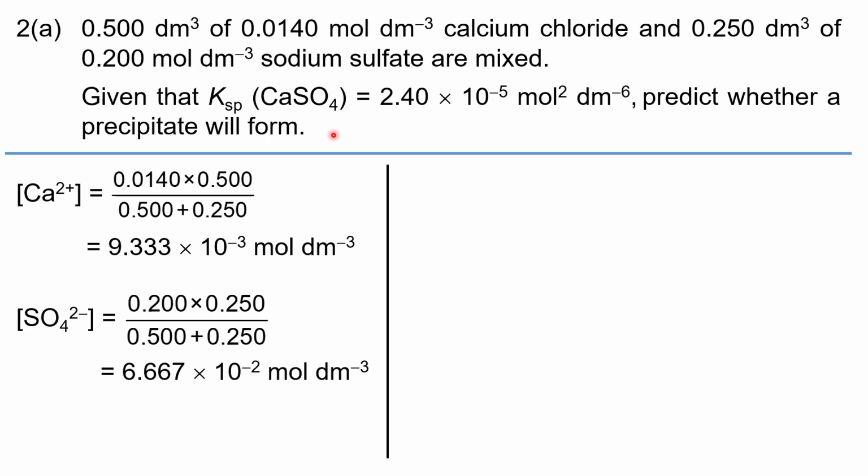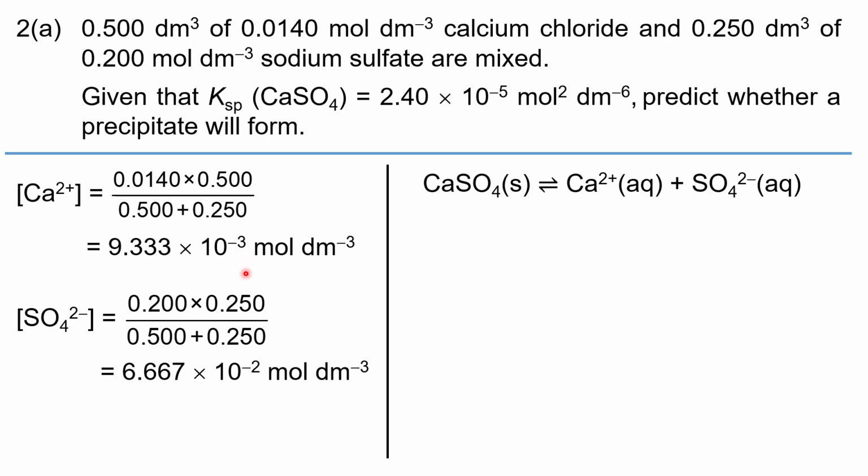Now to do so, let's calculate our concentration of your calcium 2 plus first. So the concentration of your calcium 2 plus will be 0.140, this is the concentration, multiplied by the volume, so this one comes from your calcium chloride solution, divided by, now you're mixing two solutions, so the total volume will now be 0.5 dm cube plus 0.25 dm cube. This will be the new volume. So because of that, the new concentration of your calcium 2 plus after you mix everything together will be 9.33 times 10 minus 3 moles per dm cube.